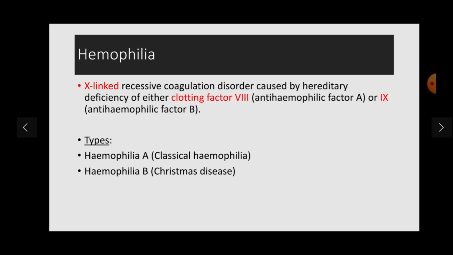Hemophilia is an X-linked recessive coagulation disorder caused by hereditary deficiency of either coagulation factor 8 or factor 9. Deficiency of coagulation factor 8 leads to hemophilia A, also known as classical hemophilia, and deficiency of factor 9 leads to hemophilia B, which is also known as Christmas disease.